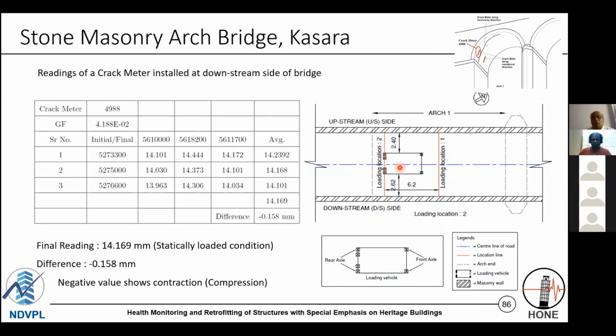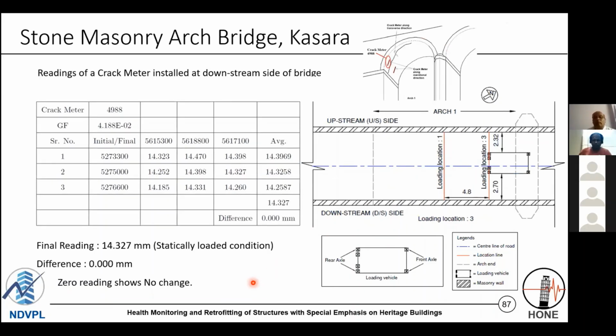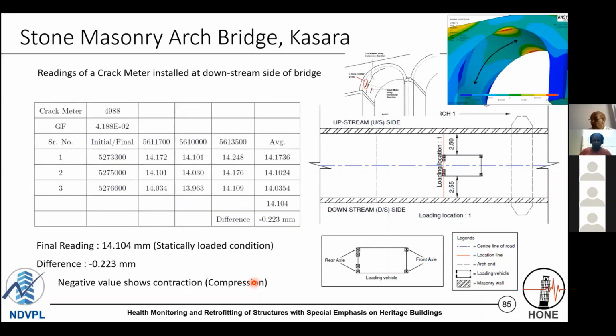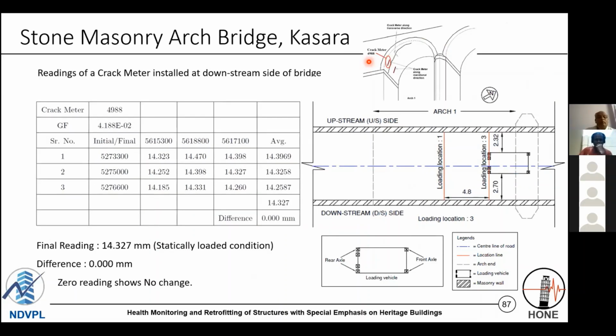Then this is another loading situation. Again, compression is observed, but the compression values are different. As you can see, when the vehicle was at the crown, the compression was more, but when the vehicle was above the crack meter, the compression was less. It was again very well correlated with our thrust line analysis. And when it was on the pier, near the pier, there was practically zero reading to the third digit of a millimeter.